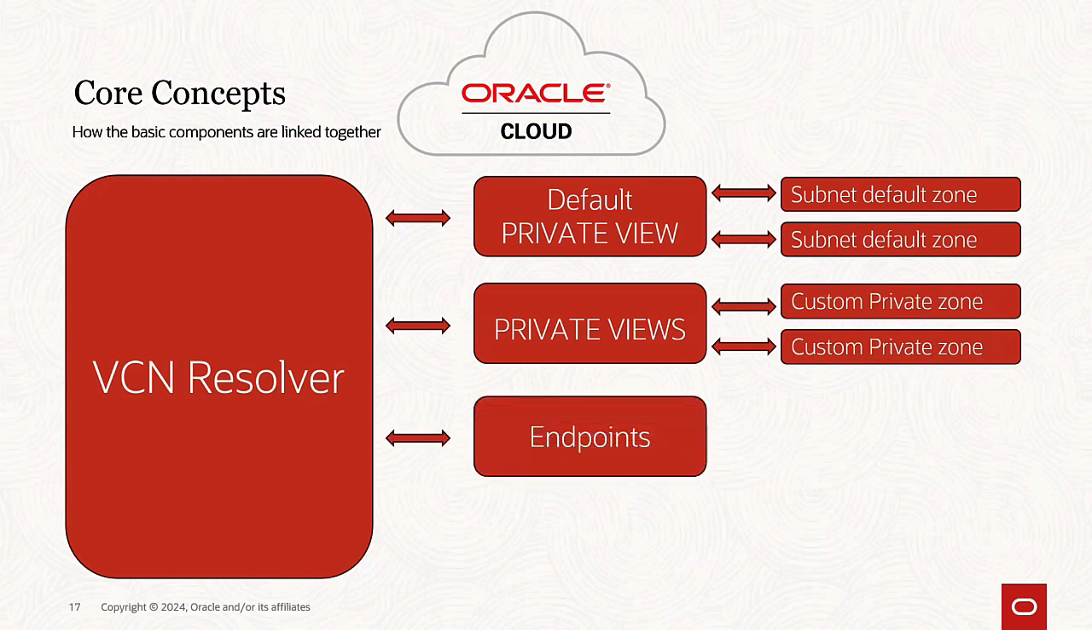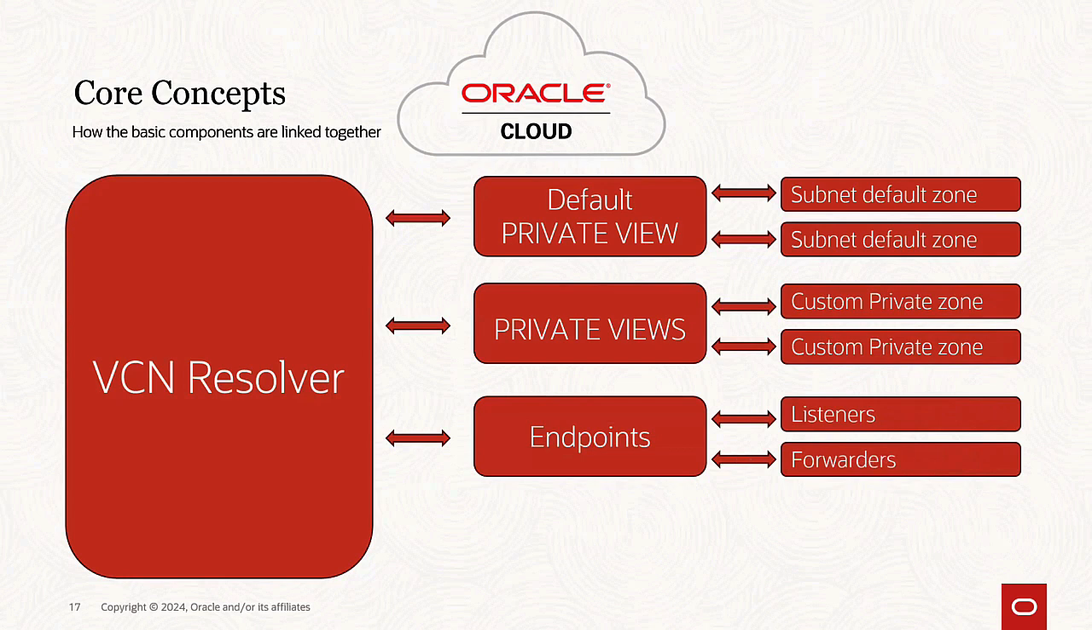Endpoints are resources that will allow the VCN resolver to interact with other DNS systems and are composed of listeners, which will allow the VCN resolver to accept external DNS queries, and forwarders, which allow the VCN resolver to send DNS queries to the external DNS systems. For redundancy purposes, please remember to use NLB systems with the DNS health check to forward queries to multiple external DNS endpoints.